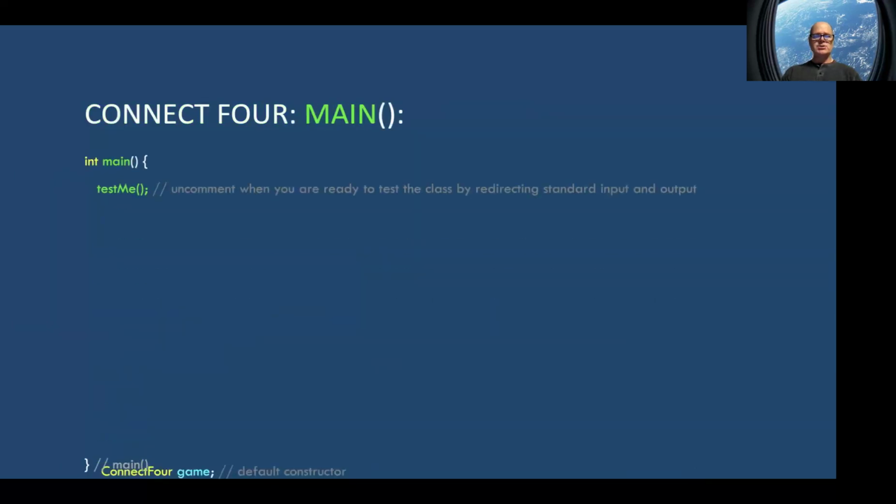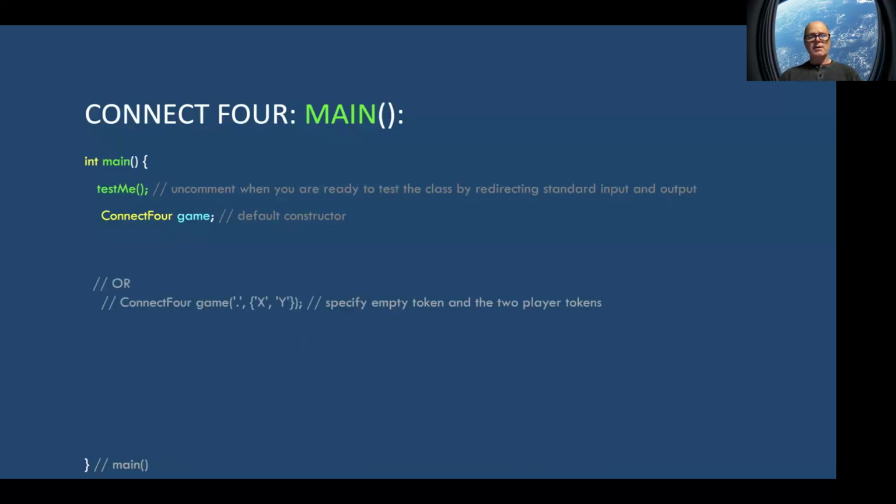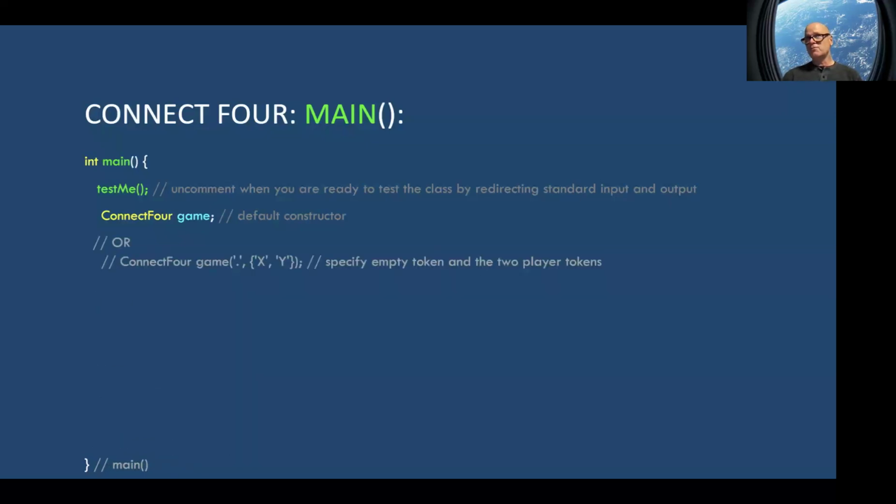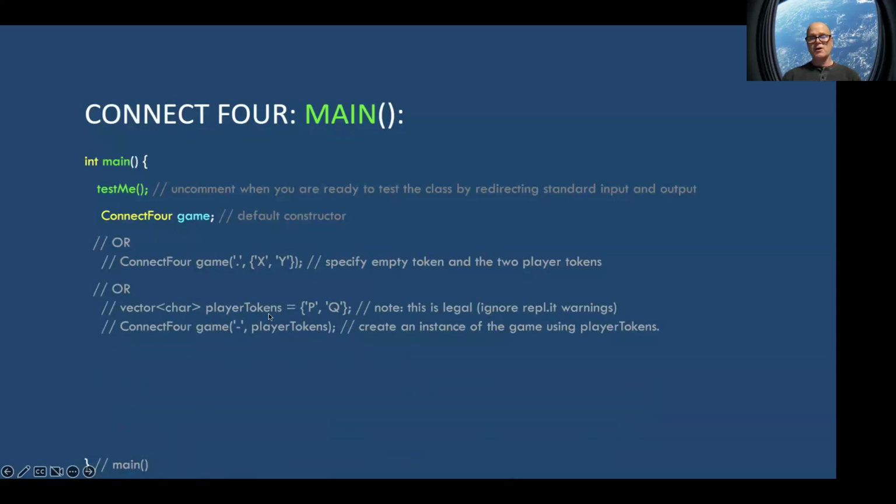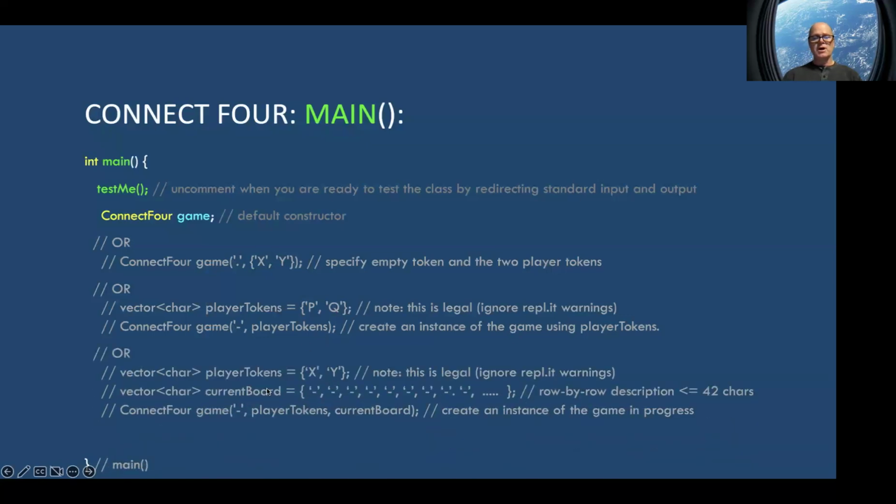So in main, just to show you how much simpler things get, once we construct our game, we say, test me, create the game. You could create it in a variety of ways, like with tic-tac-toe. You could specify an empty token and then the players this way, or you could create a variable for the player tokens and pass the variable in. Or you could create a current game board that's a vector. That's what I do when I test your program. I just create a game board, one long list of these tokens, and then pass that to your constructor.